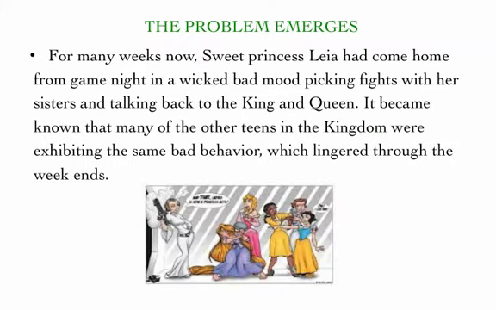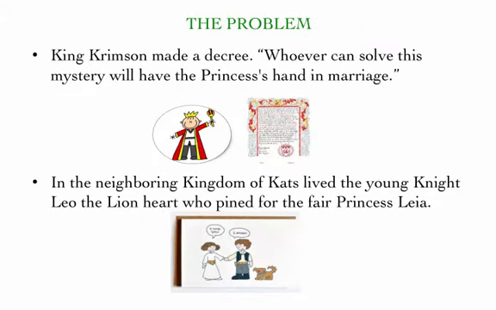The problem emerges. For many weeks now, sweet Princess Leia had come home from game night in a wicked bad mood, picking fights with her sisters and talking back to the king and queen. It became known that many of the other teens in the kingdom were exhibiting the same bad behavior, which lingered through the weekends. King Crimson made a decree. Whoever can solve this mystery will have the princess's hand in marriage.